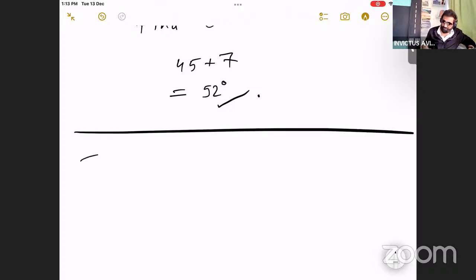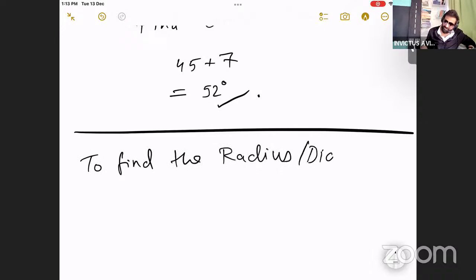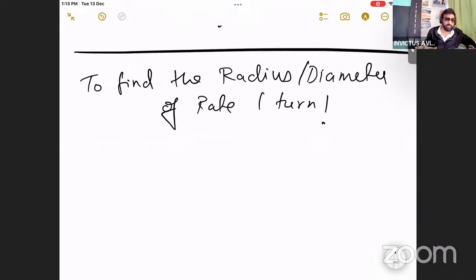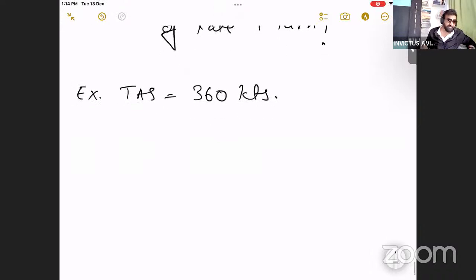Yeah, write this. To find the radius or the diameter of rate 1 turn. Rate 1 turn means 2 minutes 360 degrees, 3 degrees per second. Okay. Example है, your TAS is 360 knots. It's very simple, okay? I'm explaining you. Try to follow it step by step. And turn rate is rate 1 turn.